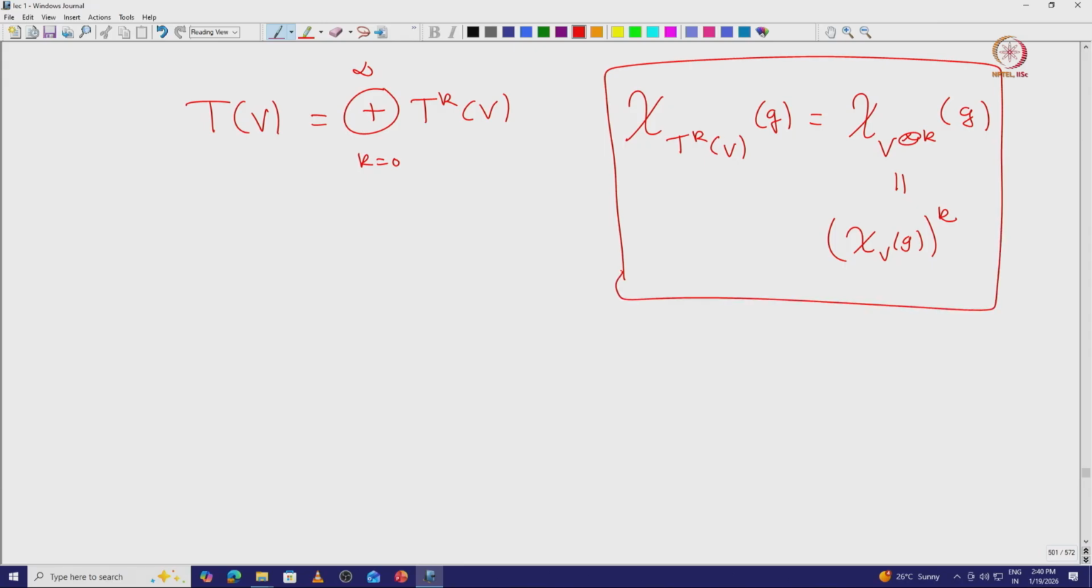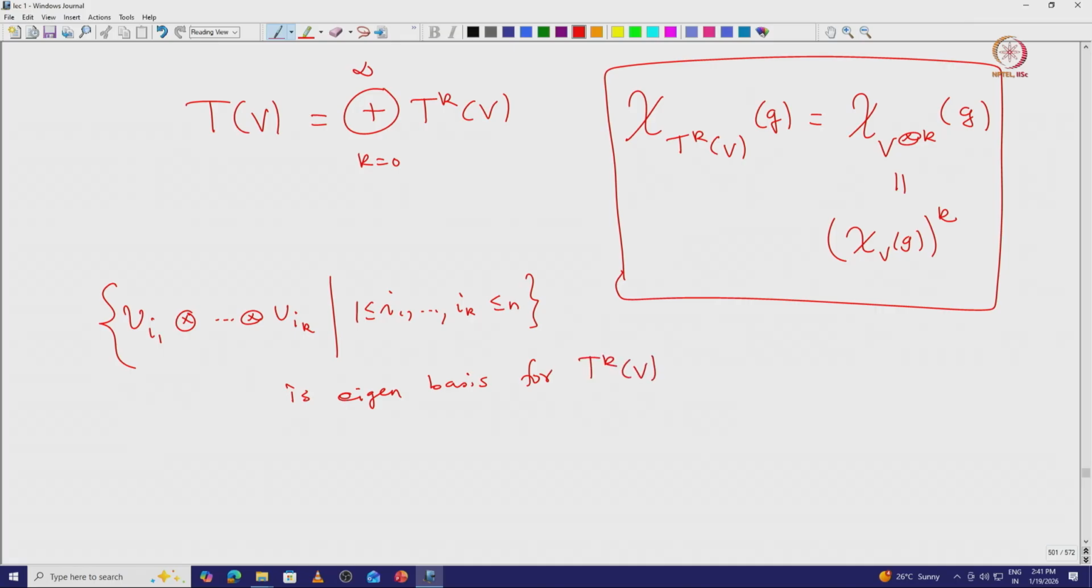Now if we put them together, what do we get? It is not difficult to see that we have an eigenbasis obtained from the eigenbasis of capital V. We can take v_i1 tensor etc. tensor v_ik with the indices i1 etc. ik coming from 1 to n, and this is indeed an eigenbasis for the space T^k V. That means the action of g on T^k V is diagonalizable and the corresponding eigenbasis is this.